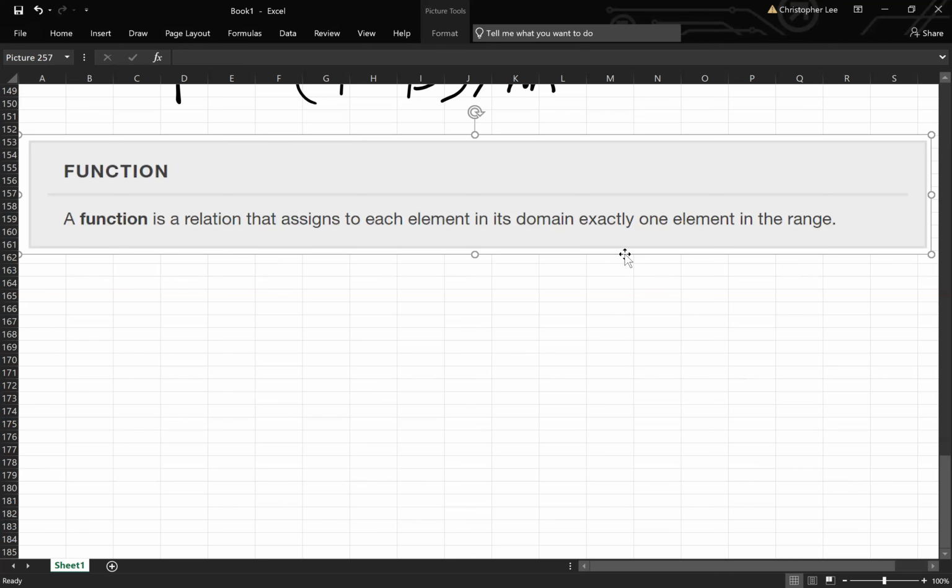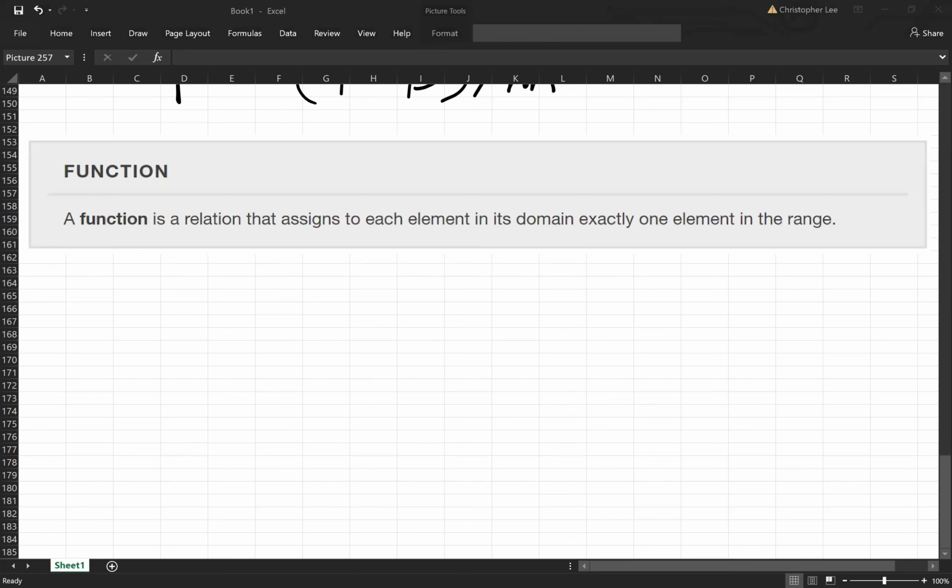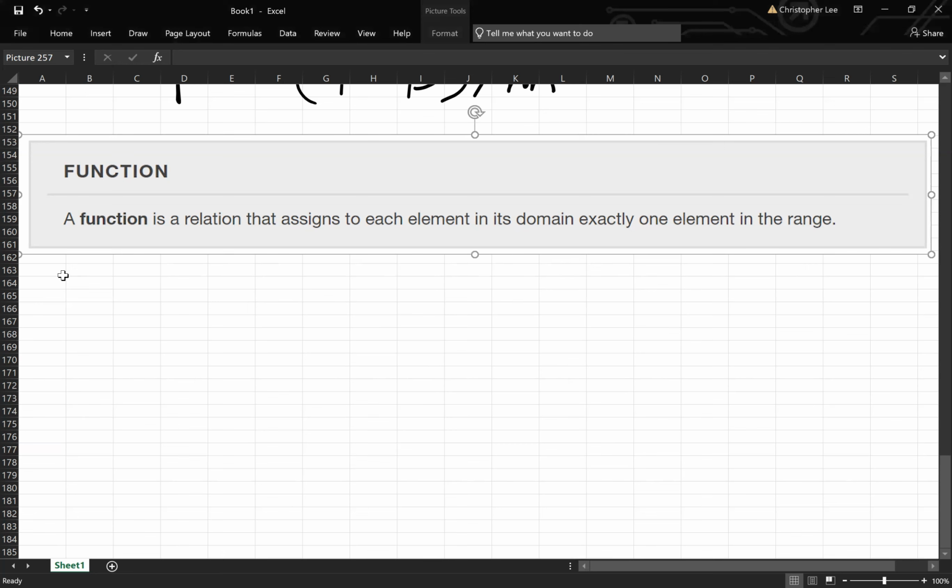Now, last class you might have heard me say the word, right? So I'm gonna give you the definition right now. A function is a relation that assigns to each element in its domain exactly one element in the range, right? That's the definition right there. Let me show you what that means real quick. Promise you it's gonna be real simple, real nice.